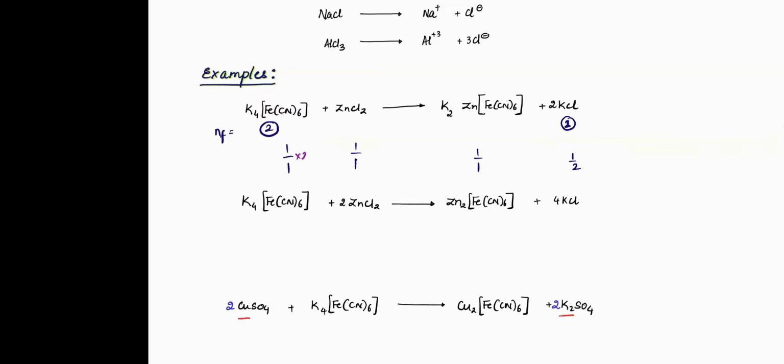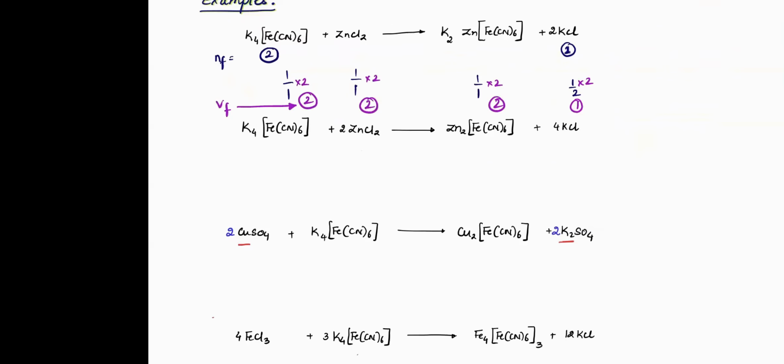So just multiply everything by 2 here. So what do I get? 2 into 2, 2 into 2. So what do I get here now? 2, 2, 2 and 1. These are the final valency factors or N factors. I hope that makes sense, everybody.